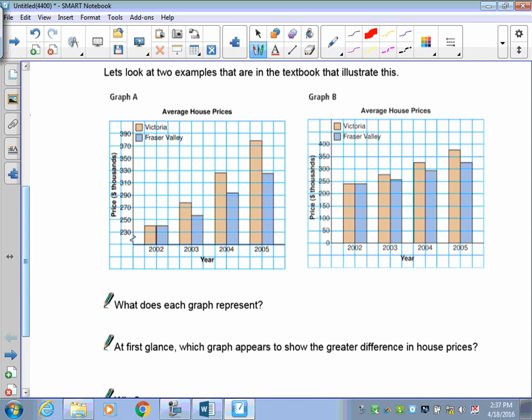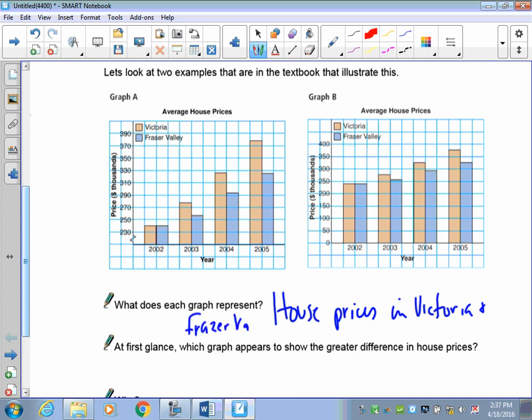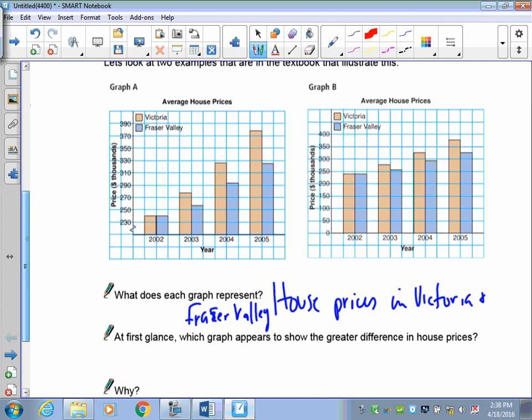So let's take a look at two of them, for example. This is out of your textbook. This is the average house prices in two places, Victoria and Fraser Valley. Okay, house prices in Victoria and Fraser Valley. Now, at first glance, which graph appears to show the greater difference in house prices?